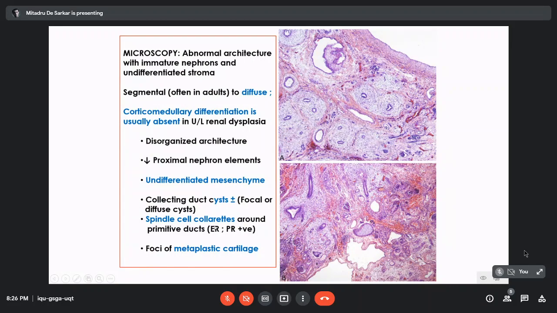If you do IHC, you will see that these spindle cells are positive for ER and PR. Overall, the architecture is very haphazard and disorganized, and you do not get the normal proximal nephron elements. And you get metaplastic cartilage. Metaplastic cartilage, although it is very striking, may not be seen in all cases, so that should be kept in mind. And although the changes are mostly diffuse, if you were to see this case in a slightly older age group, sometimes the changes might be segmental.